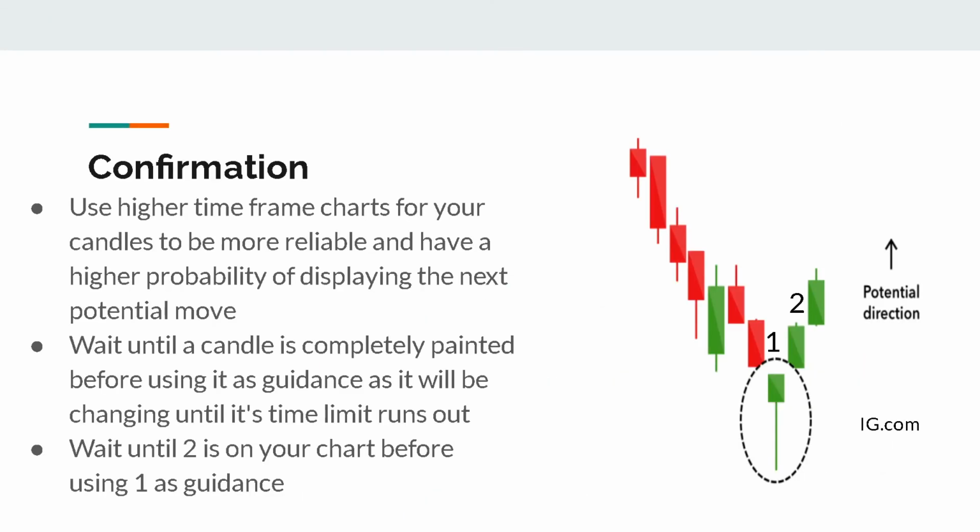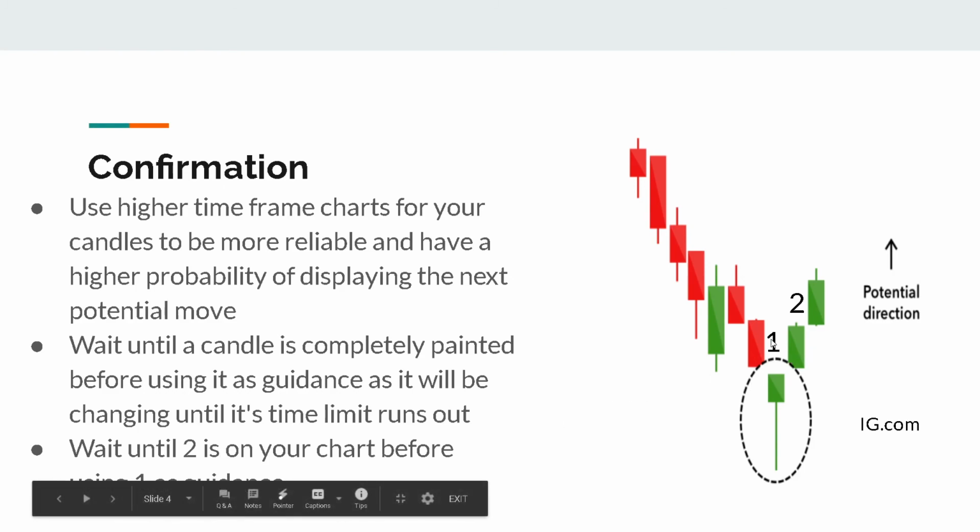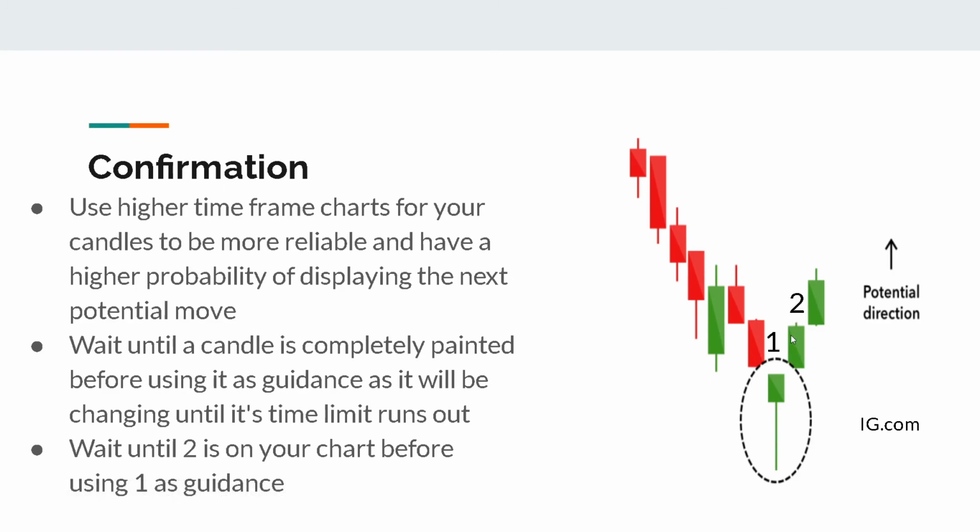So I just had to cover that real quick. Just for some more example for confirmation, you always want to wait until the next candle is on your chart, at least the first minute of that candle, before referring to the previous one as guidance. So as I said at the bottom, wait until the second candle is on your chart before using this first candle as an indication.